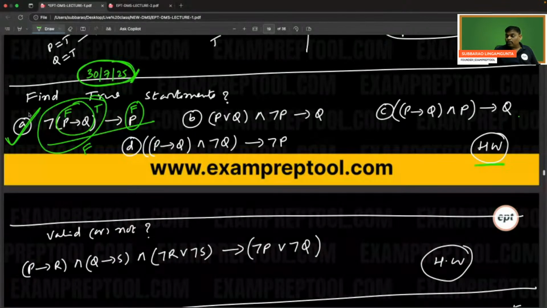You can use whatever method you like. Whichever you feel takes less time, that one you can try. Please be careful. Now let me check here. If you see the second one also, can you see the second one?